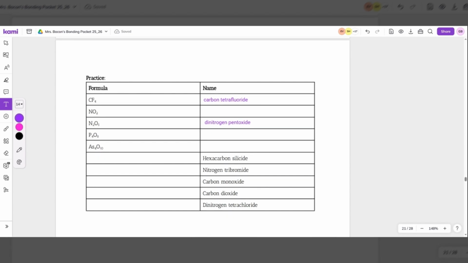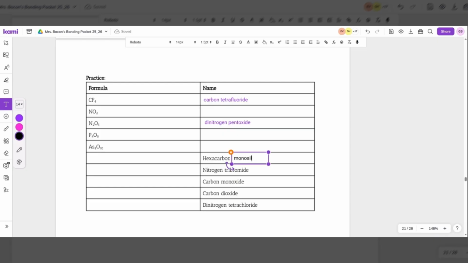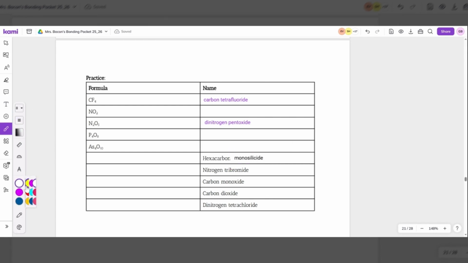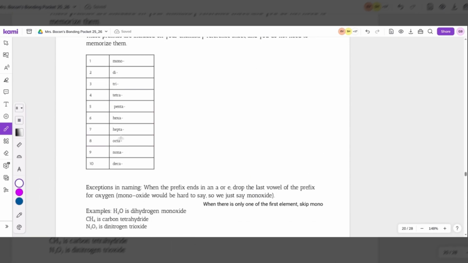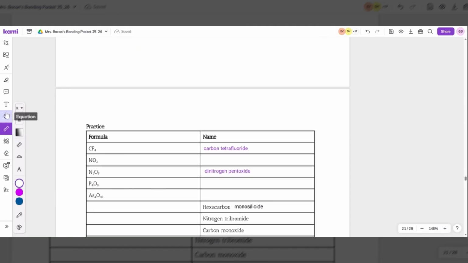Okay, going the other direction. This should say mono. I will also fix this on yours. So that should say monosilicide. Okay, so hexacarbon. So that means there are, I'm going to look and see hexa. What is that the prefix for? Hexa is 6, and then mono is 1. So this is going to be 6 carbons.